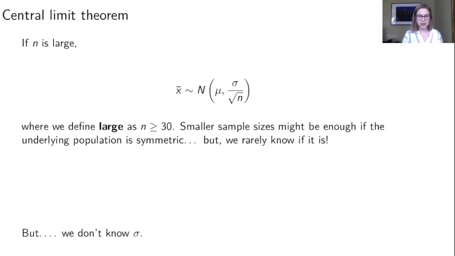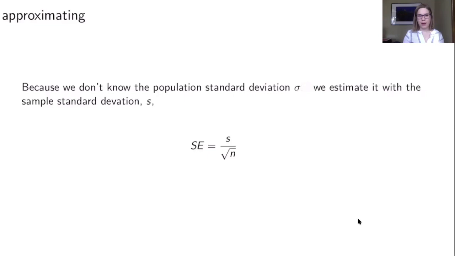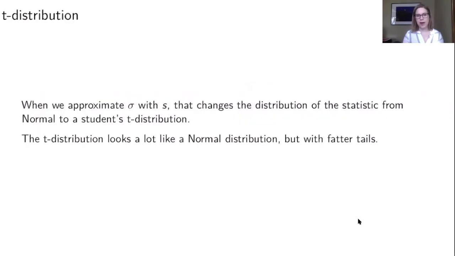And then just like we had a problem with 6.1 where we were trying to figure out about a proportion and we didn't know the true proportion, here we don't know the true sigma, so we have to approximate. Because we don't know the population standard deviation sigma, we're going to estimate it with the sample standard deviation s. So we can say that the standard error for x bar is the sample standard deviation divided by the square root of n. Now, the only thing that happens when we start approximating sigma with s is that it's going to change the distribution of our statistic from a normal distribution to a Student's t-distribution.